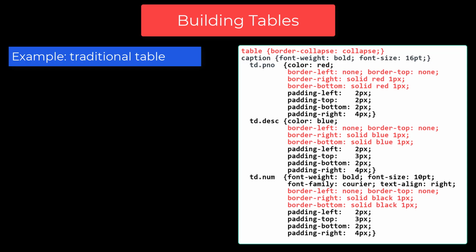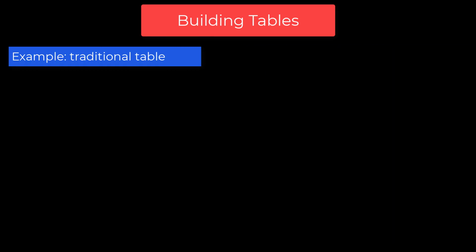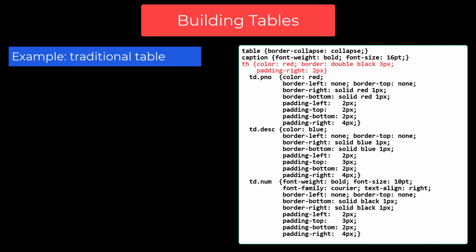And now we see this. Oh, well, that's an improvement, I think. But now, wouldn't it be nice if each column had a descriptive header? Well, we can add that with some TH elements. So now I'm going to set a style for TH. I want it to be color red, border double black 3 pixels, and padding-right 2 pixels. Again, this was done with some trial and error.